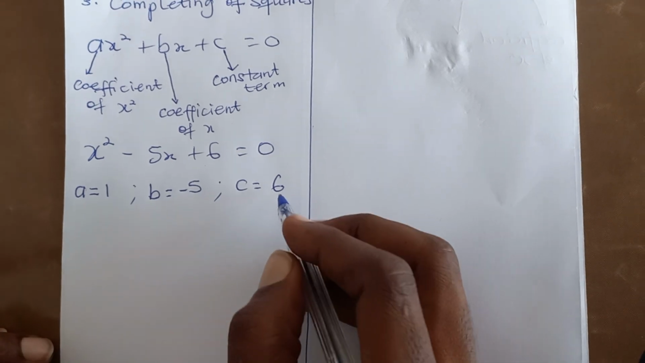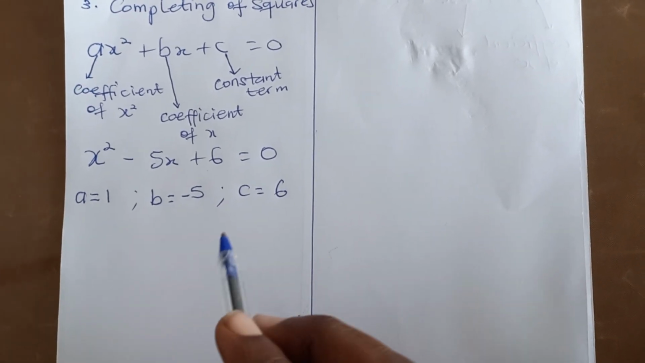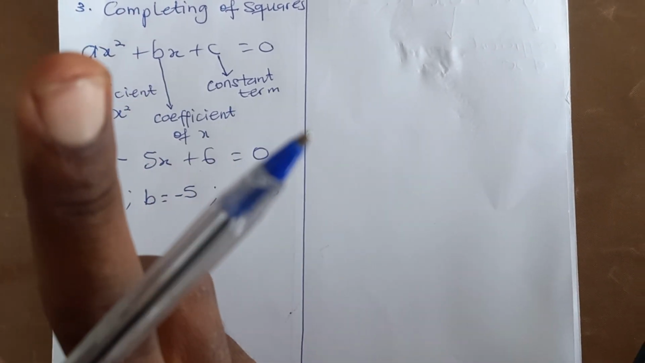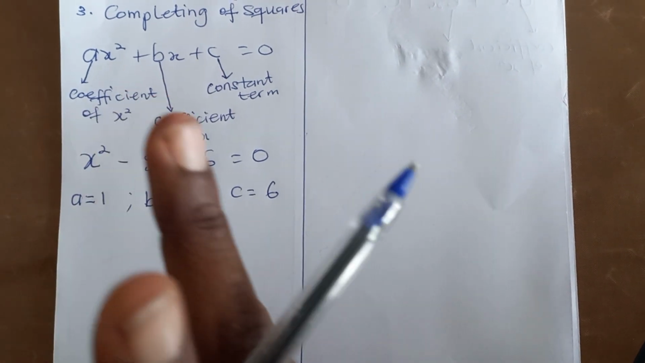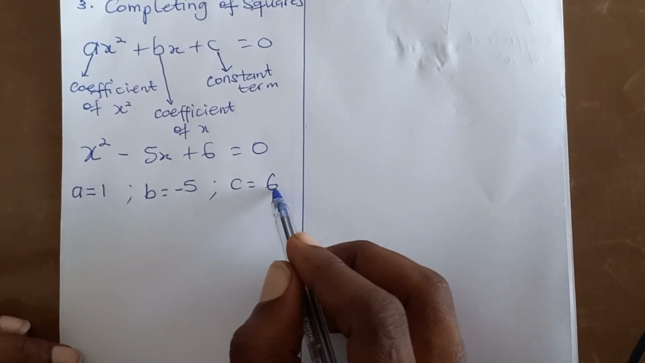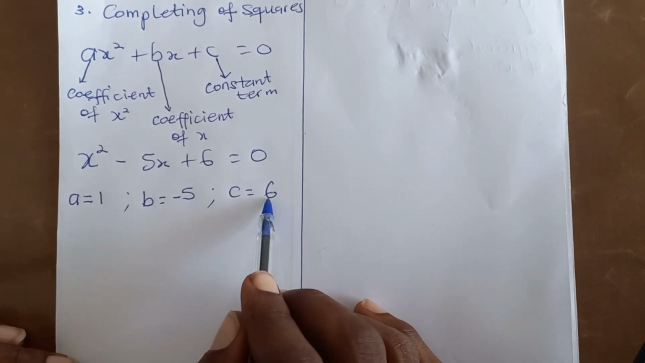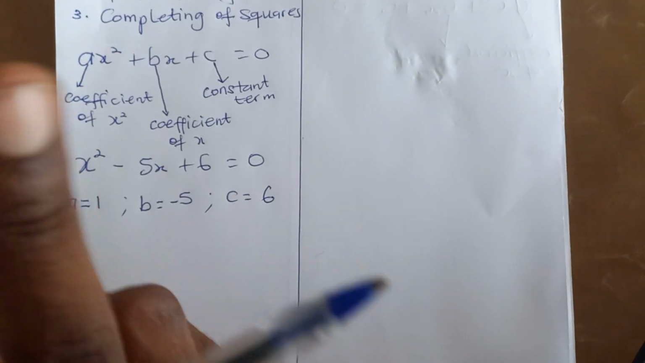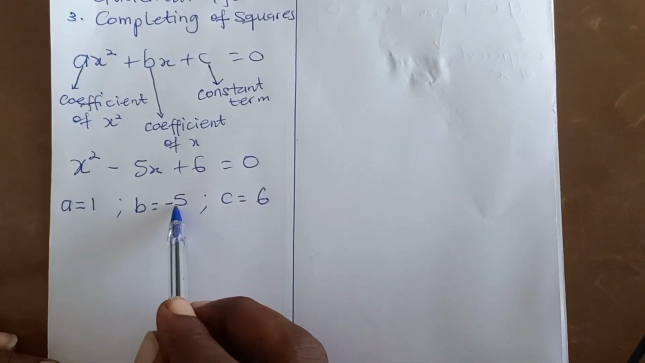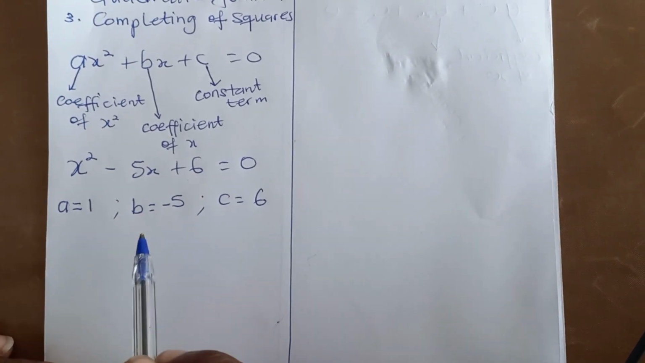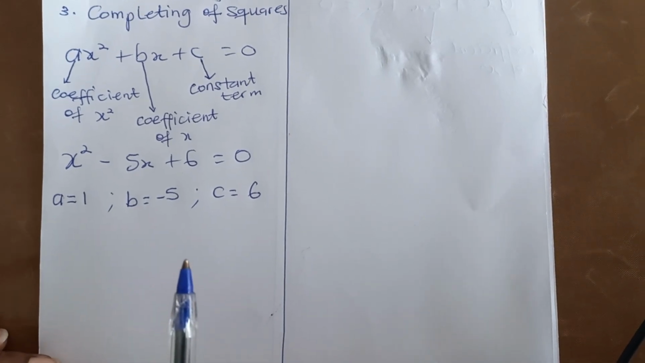Okay. Now, what we need to do is to look for two numbers that, when we multiply, we get 6, and when we add the same two numbers, we are going to get negative 5. That's the coefficient of x. Clear?